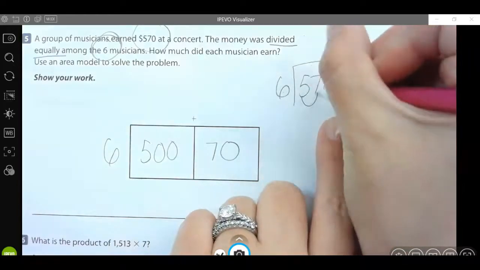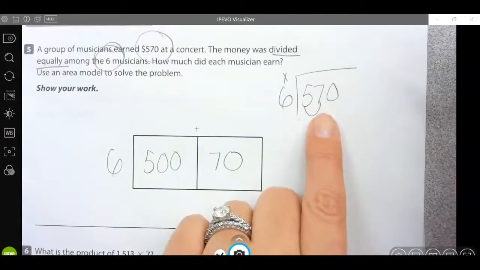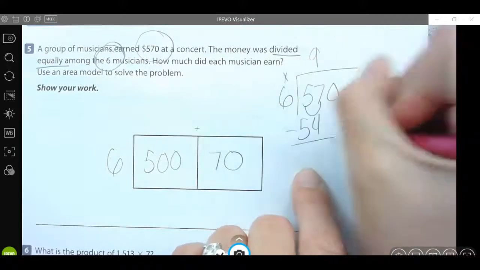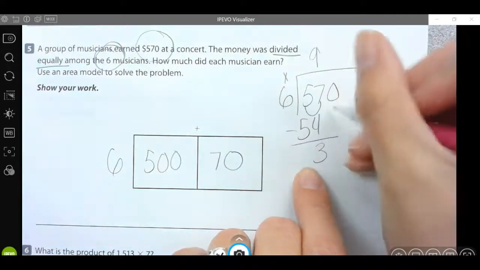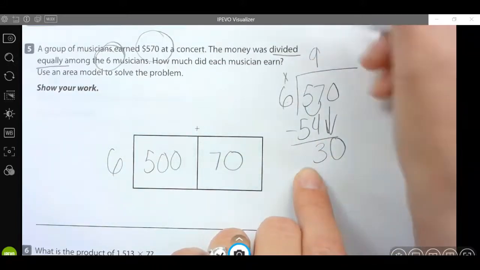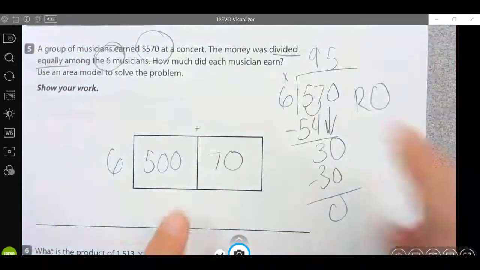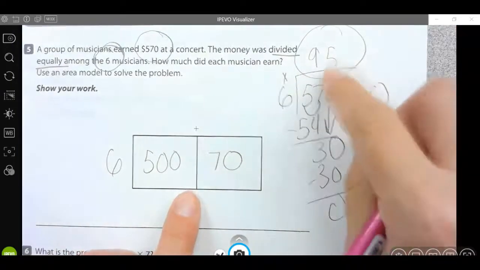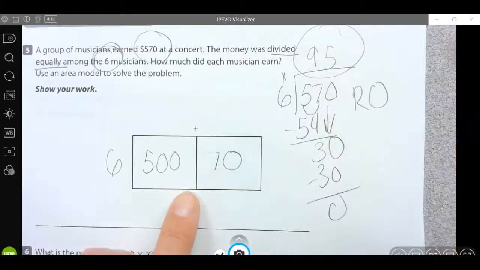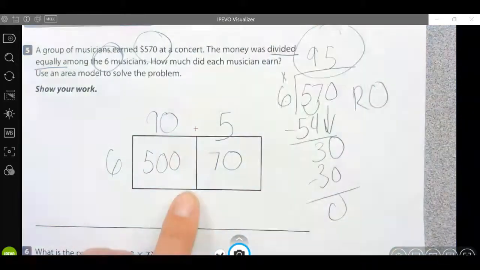Can we do 5 divided by 6? No, we got to make it bigger. So 6 times what number gets me closest to 57 without going over? 9. What's 9 times 6? 54. How much do we have left over? 3. Then we bring down our 0. 6 times what number gets me 30? Do I have a remainder? No. So I'm going to take my quotient and put this in a partial quotient. So take this 95 and write it in expanded form. So I would have 90 and I would have 5.